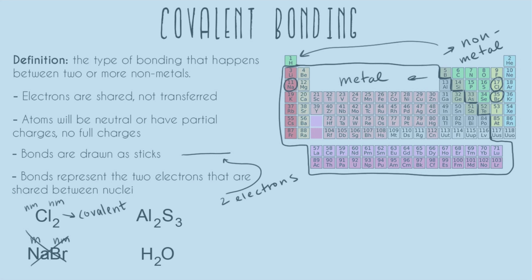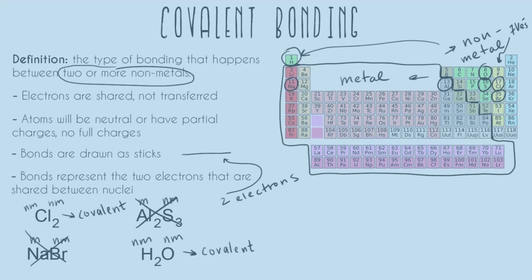All right, so next, Al2S3. We have Al right here, and we have S right here. Aluminum, even though it's just to the left of that line, it is to the left of it, so it means that this is a metal. And sulfur, that's to the right, that's a nonmetal. So once again, metal and nonmetal, that's not the definition of just 2 or more nonmetals. So this means that this is not a covalent bond. And last we have H2O. H right here, that's our exception, that is a nonmetal. And we also have oxygen over here, another nonmetal. So this is also a covalent bond.